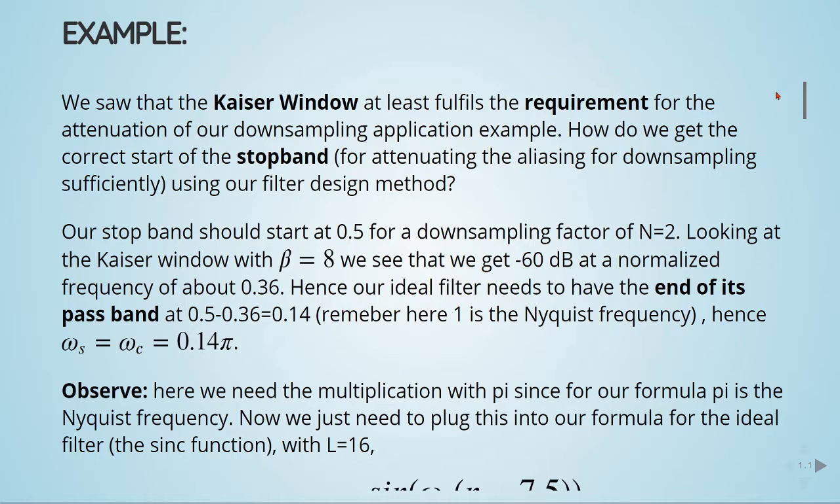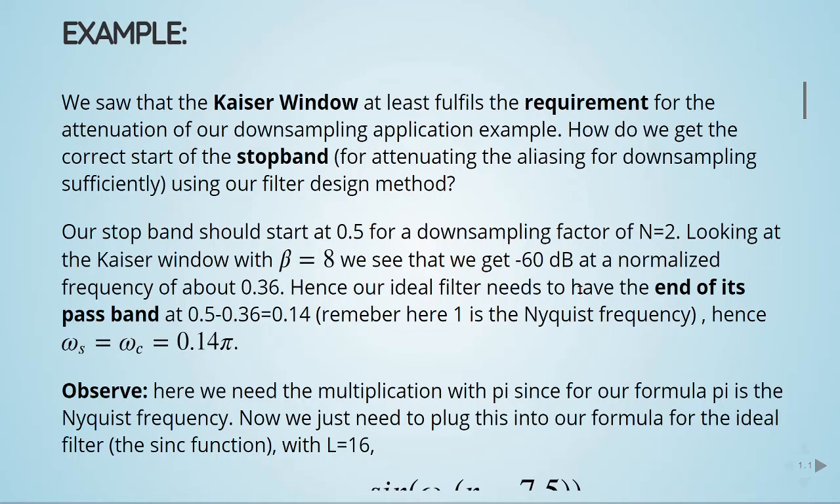Looking at the Kaiser window with beta equals 8, we see that we get minus 60 dB at a normalized frequency of about 0.36. Hence, our ideal filter needs to have the end of its passband at 0.5, our desired, minus 0.36, that is equal to 0.14. Remember here that 1 is the Nyquist frequency. Hence, our omega for the stop band should be 0.14 pi.